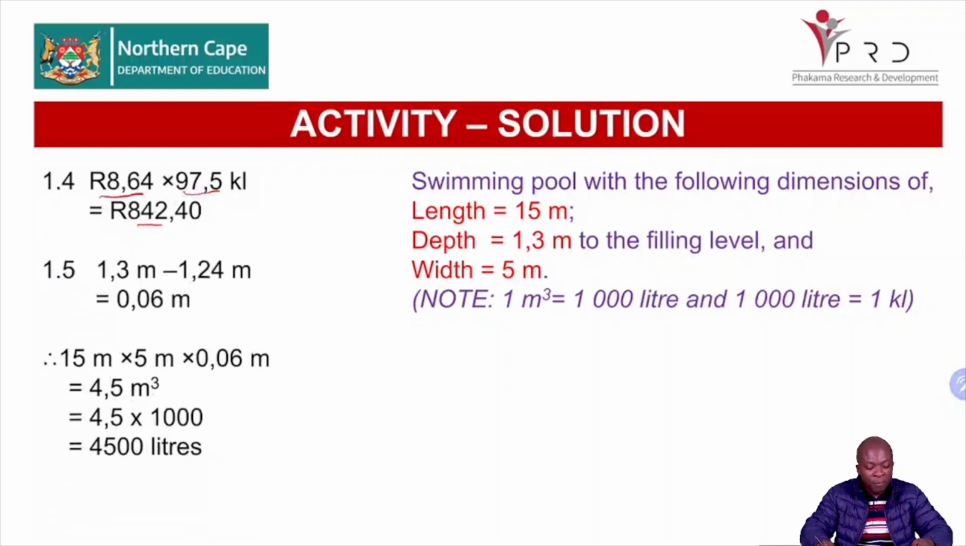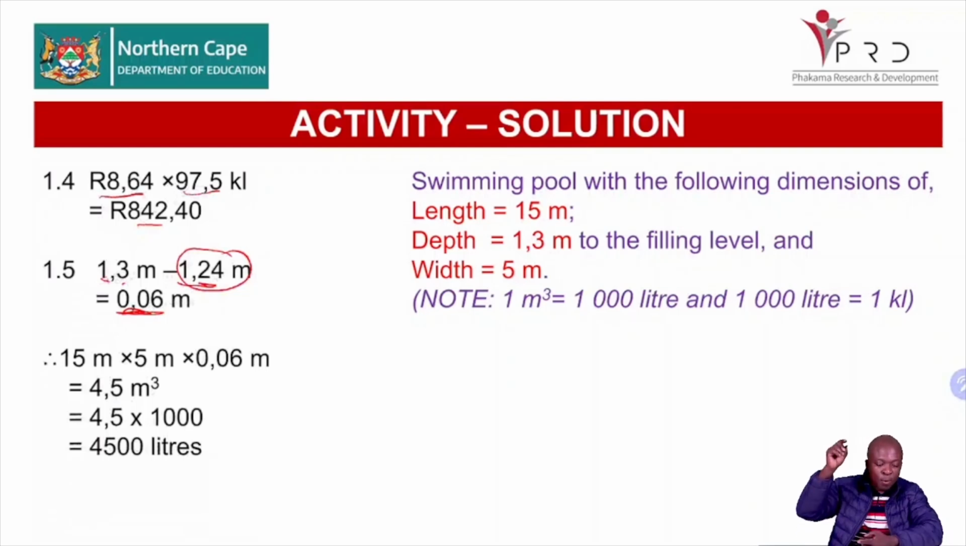Then we have 1.5. It says we are supposed to find the height as to where it got full. So we have the whole 1.3, we minus the 1.24, meaning it's only used at 0.06. What are we talking about here? Remember, the examiner asked you the question to say, when learners started swimming, the water level reduced to 1.24 meters, meaning it was not the whole 1.3 anymore. That's why you see that I am subtracting 1.24 from the whole height, meaning how much water has gone away? 0.06 meters in terms of height.